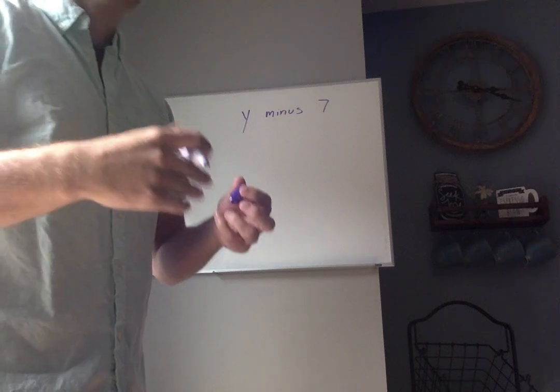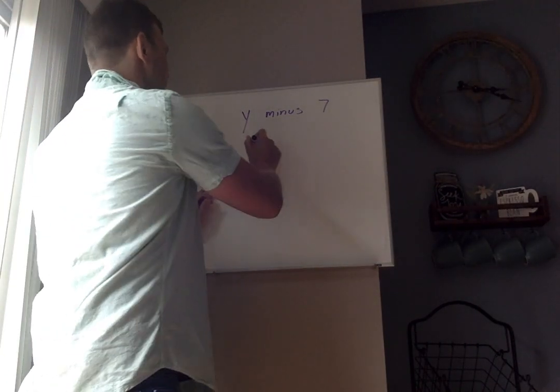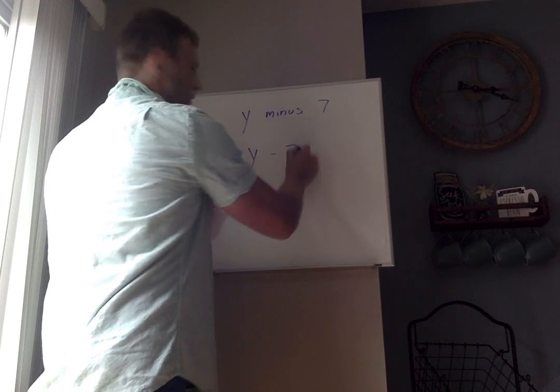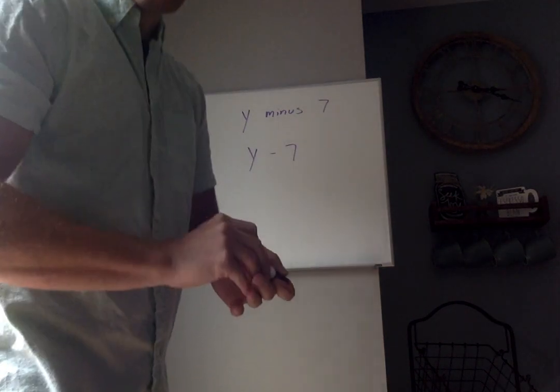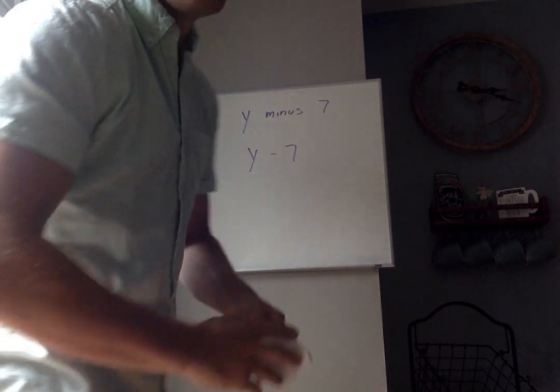Okay, so the best way to actually do this is just to read it. And it says y minus 7. So it's y minus 7. And that's all you would have to do there. So you'd go ahead and type in y minus 7 into the box, and you'd get the next one.